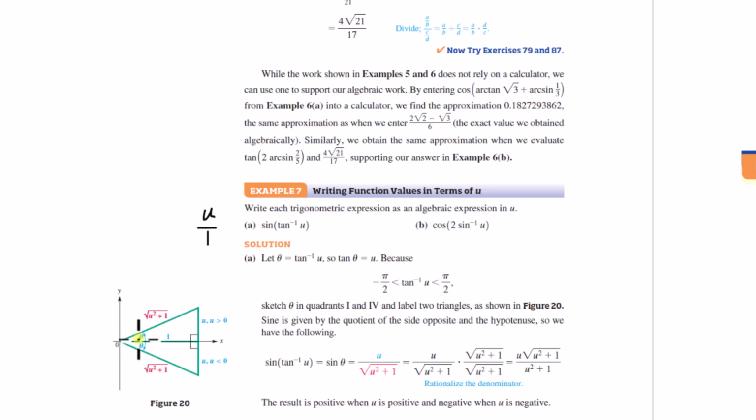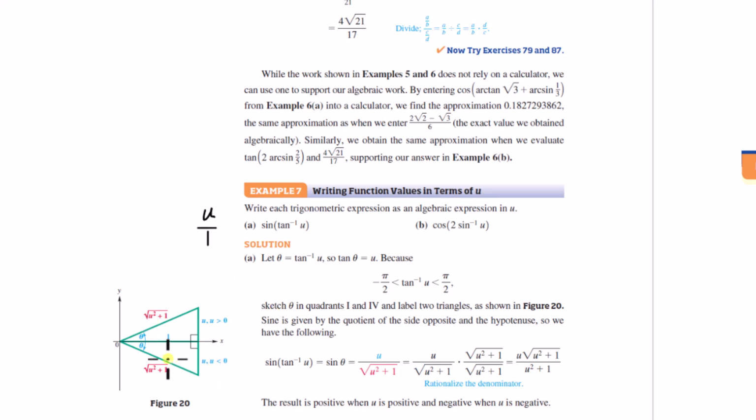Then you can use the Pythagorean theorem to get the hypotenuse. The idea here is that if theta is in the first or second quadrant, this is the exact same value as this, and the 1 is the exact same no matter what. The only difference is that in the first quadrant case, u is positive. In the second quadrant case, u is negative, but that's just the variable u. The variable u can be positive or negative, like x can be positive or negative.